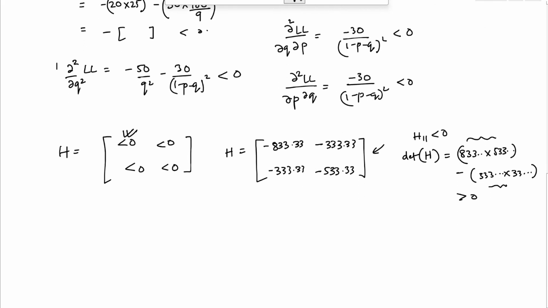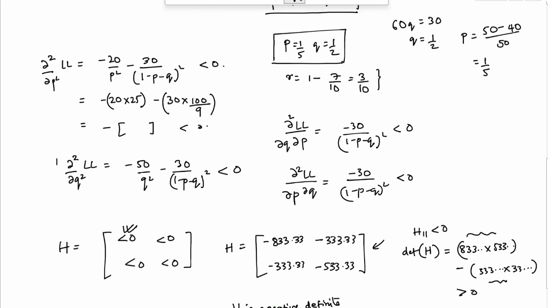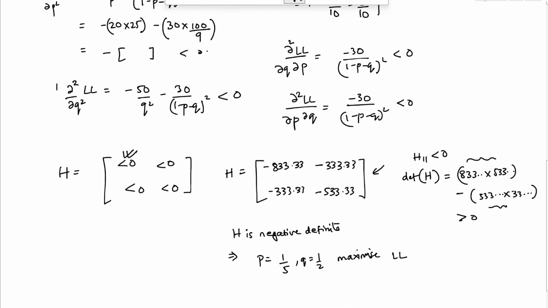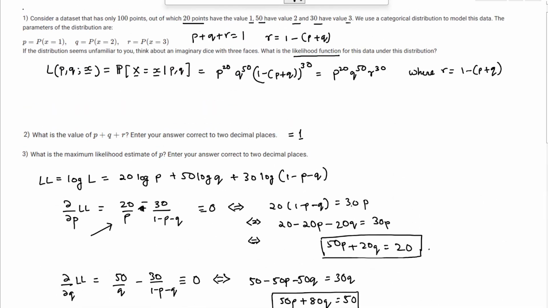So this actually meets the criteria that H is negative definite. And what does that mean? That means that the values p equal to 1 by 5 and q equal to 1 by 2 maximize the log likelihood, right? Which means these are the estimates. So essentially you can say, okay, the estimate for p is 1 by 5, which is equal to 0.2.